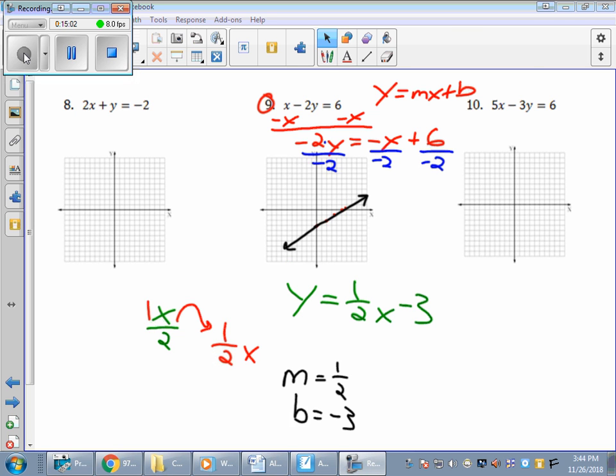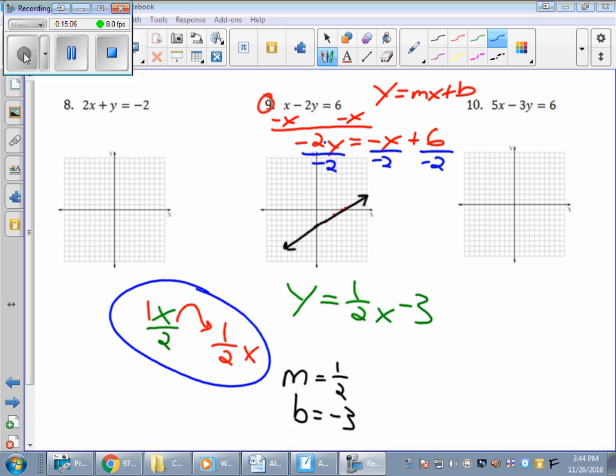And just remember that this 1x over 2 can be written as 1/2 x. And for the y-intercept, I just did the math. 6 divided by -2 is -3. Okay? So that just about does it.